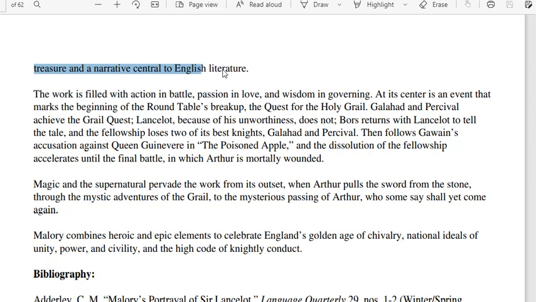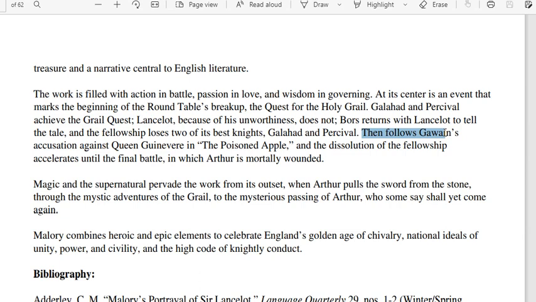The work is filled with action in battle, passion in love, and wisdom in governing. At its center is an event that marks the beginning of the Round Table's breakup, the quest for the Holy Grail. Galahad and Percival achieve the Grail quest. Lancelot, because of his unworthiness, does not. Bors returns with Lancelot to tell the tale. And the Fellowship loses two of its best knights, Galahad and Percival.